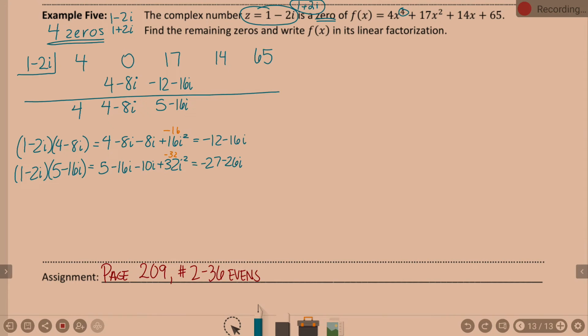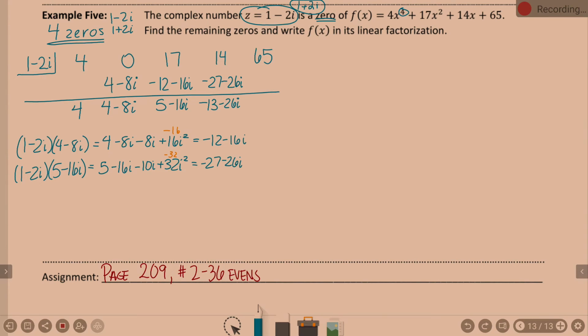Where am I taking negative 27 minus 26i? It's under the 14. Does it just equal negative 65 at the end? Of course not. So we need these pieces to do our next part. So we have to keep going. Okay, add 14 plus negative 27 minus 26i. So 14 and negative 27 is minus 13, and then carry down the minus 26i.